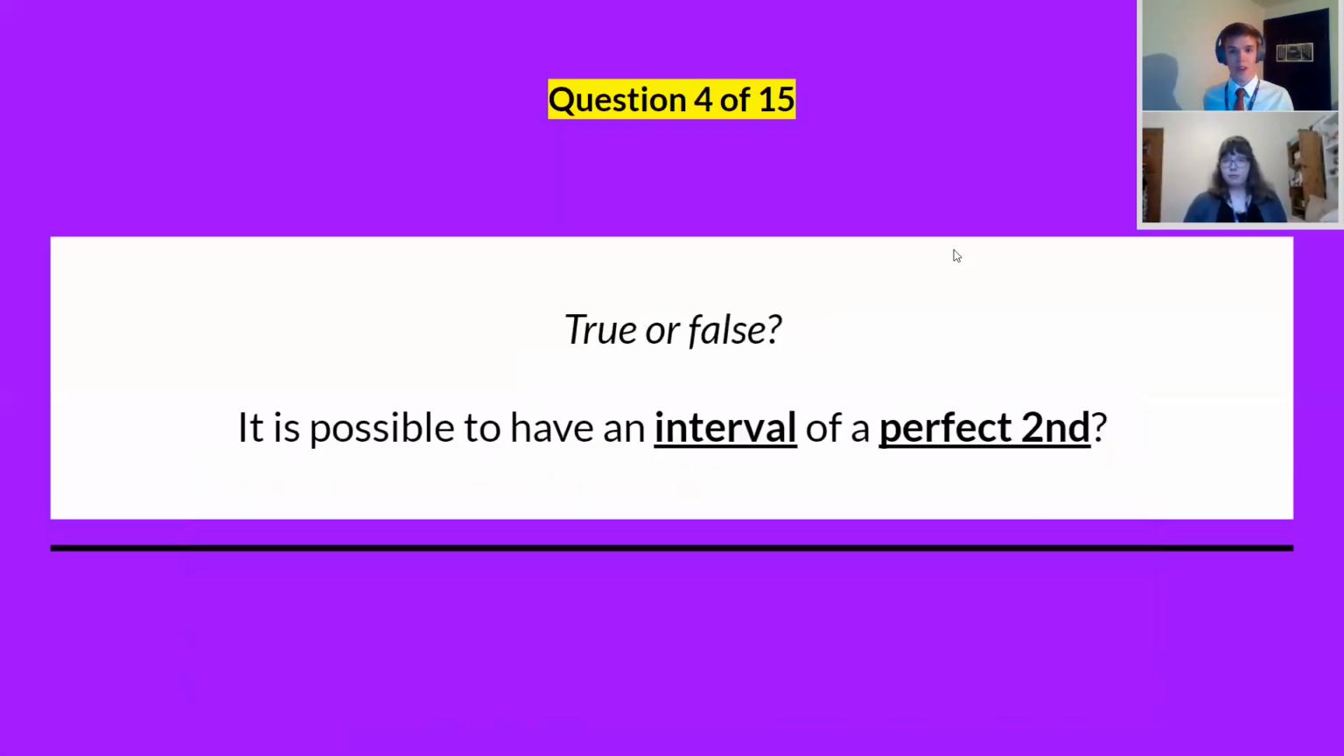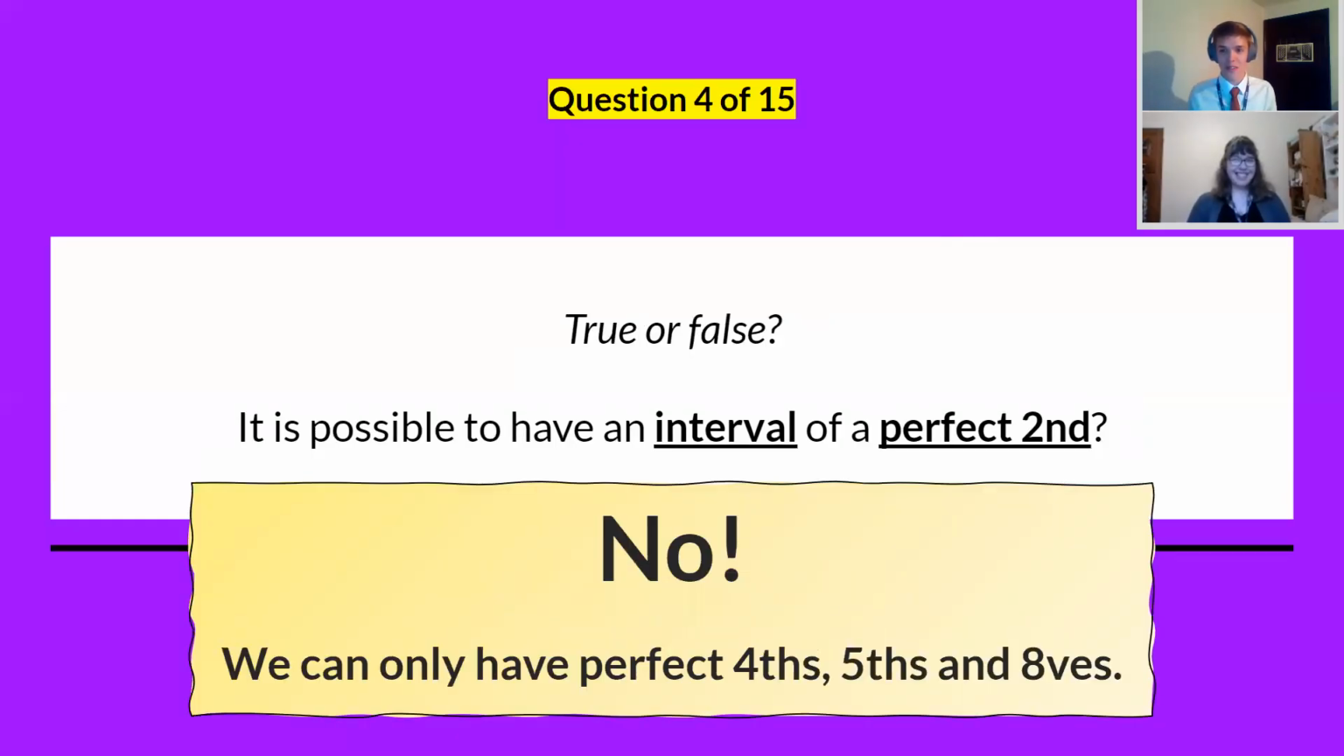Question number 4, true or false, it is possible to have an interval of a perfect second. No, it's false. We can't have an interval of a perfect second because we can only have perfect fourths, perfect fifths, and perfect octaves. So don't be caught out. Perfect intervals are very special. There's very few of them. So that one's false.